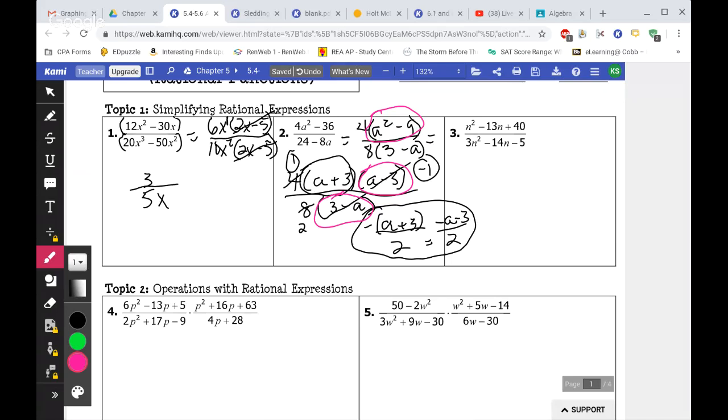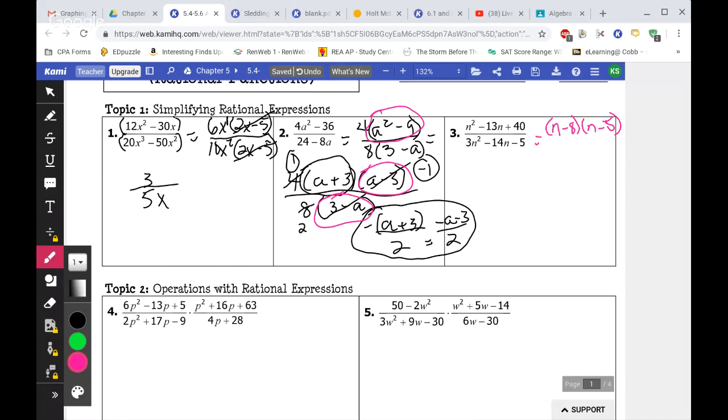Okay. And then this last one, at the end here, we want to find two factors that multiply together to give us a positive 40 that when we combine them, give us a negative 13n. That's going to be n minus 8 and n minus 5.